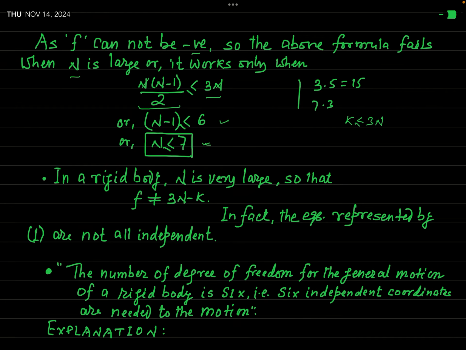If the number of particles contained in the system is more than 7, then you cannot find the number of degrees of freedom utilizing that very formula. And in case of a rigid body, the number of particles is not 8, not 9. It may be millions and millions. And so this formula f equal to 3n minus k does not work well in finding the degree of freedom of a rigid body. So we can say that in case of a rigid body, n is very large, so f is not equal to 3n minus k.